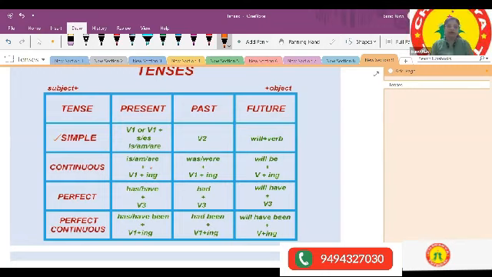So how are we changing it? In this chart we are seeing the formula, right? So how is it simple? The verb one or the verb two, which we add an S or ES to. Like we say work, so work will become works. I work, he works. They work, she works. So these are the chart.